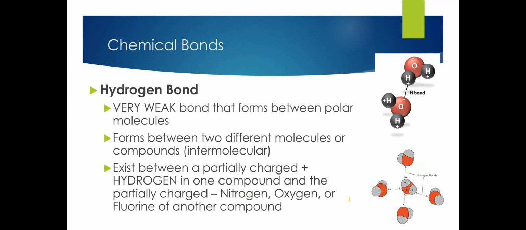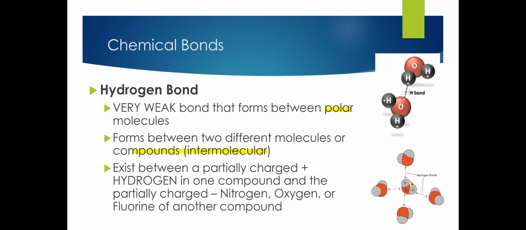A third type of bond that we're going to talk about is a hydrogen bond. Now, this one's a little bit different because it is intermolecular, okay? It is between molecules and compounds. Now, before, ionic and covalent, those were the bonds that formed within the molecule or compound, okay? So we call those intramolecular. They are forming the molecule, they are forming the compound. Hydrogen bonds specifically form between 2 different molecules and compounds, and they form between polar molecules.